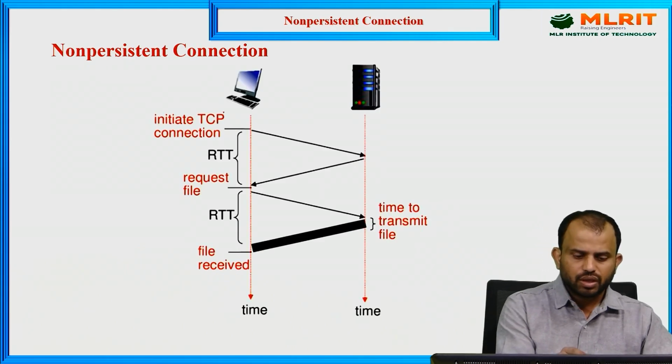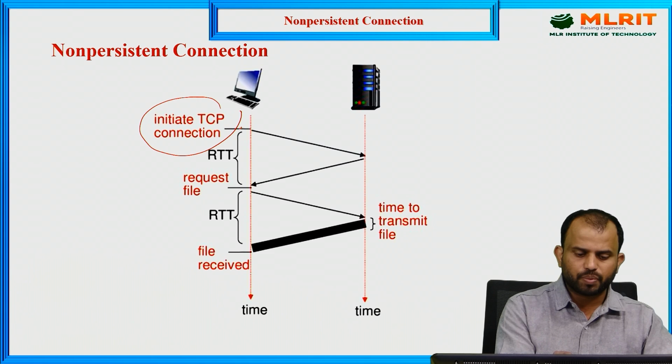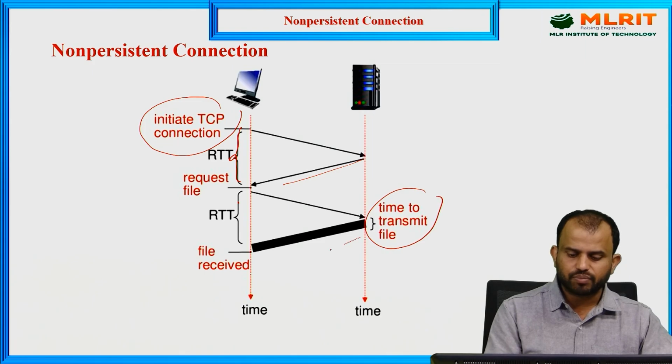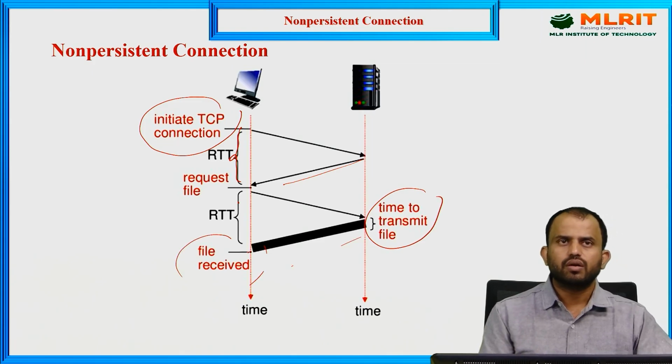Once we have to initiate the connection based upon the requested time, the connection is established, the request is filed, then we get the transit time for a file value only. So here what happened? The file is received. That is a non-persistent connection.